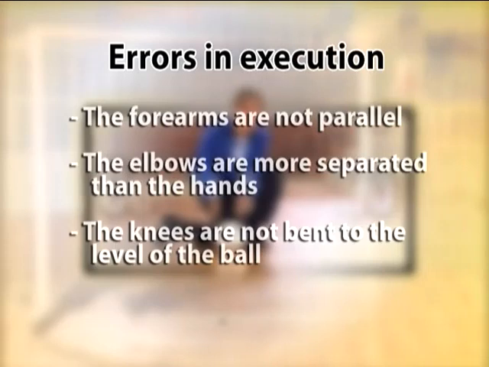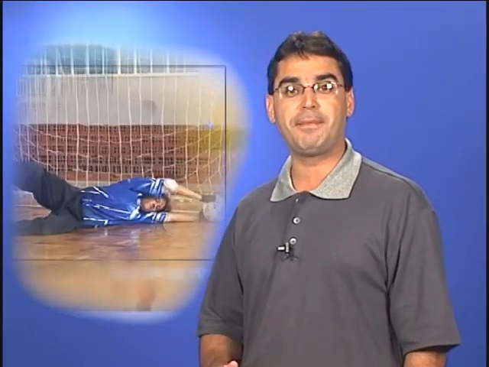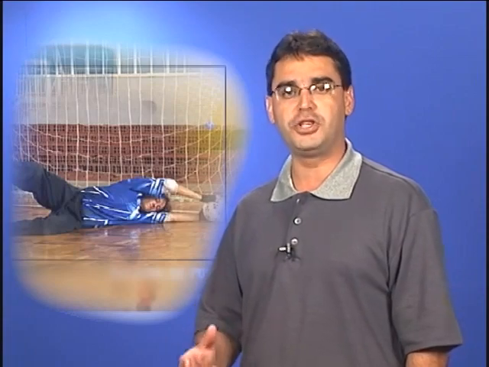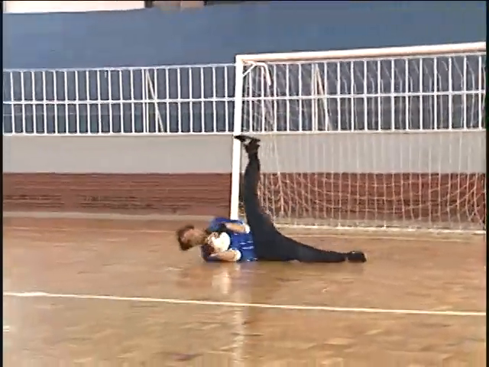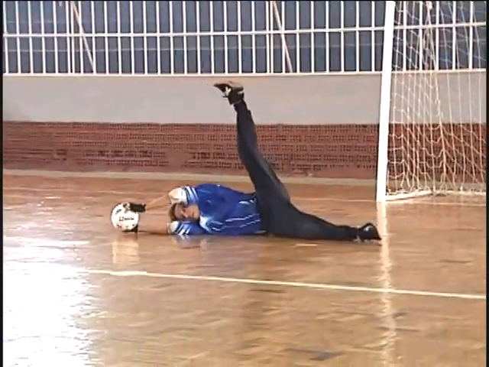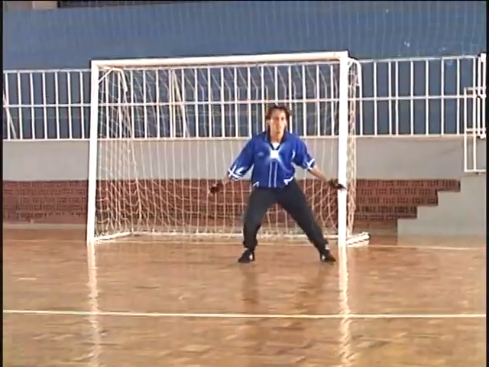Errors in execution: the forearms are not parallel, the elbows are more separated than the hands, and the knees are not bent to the level of the ball. In situations where the ball is going in the direction of the corner, whenever possible, the goalkeeper should hold onto the ball, putting one hand to the side of the ball and the other on the top, pushing it to the ground, not allowing it to get loose.